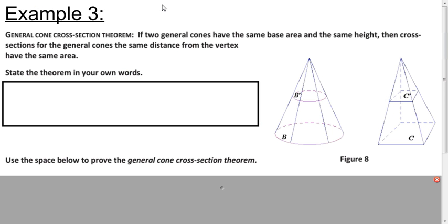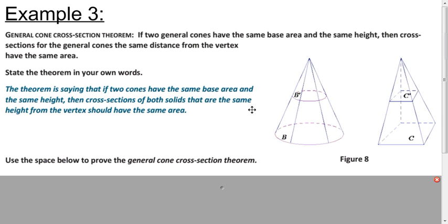So here we have the general cone cross-section theorem. I'd like you to read it to yourself and try to put it into your own words. Then I'll show you my solution. Here's one way to rephrase it. You could have any two general cones you want, and if the bases have the same area and same heights, and you look at cross sections that are the same distance away from the vertices, no matter what the shape, those two cross sections have the same area.